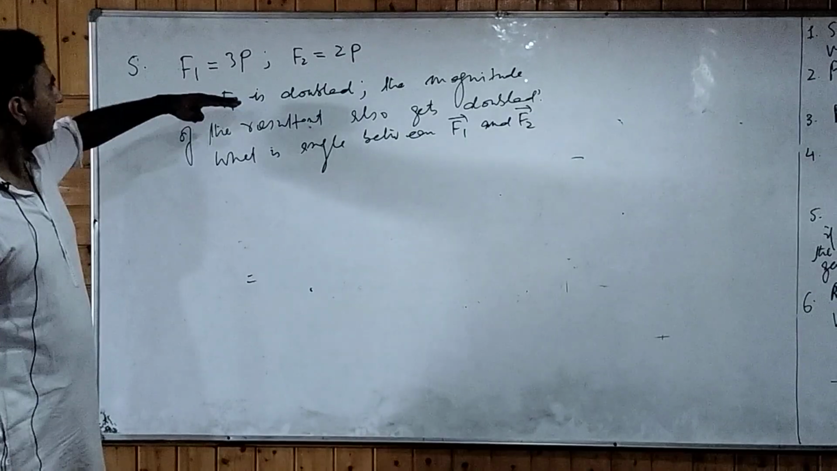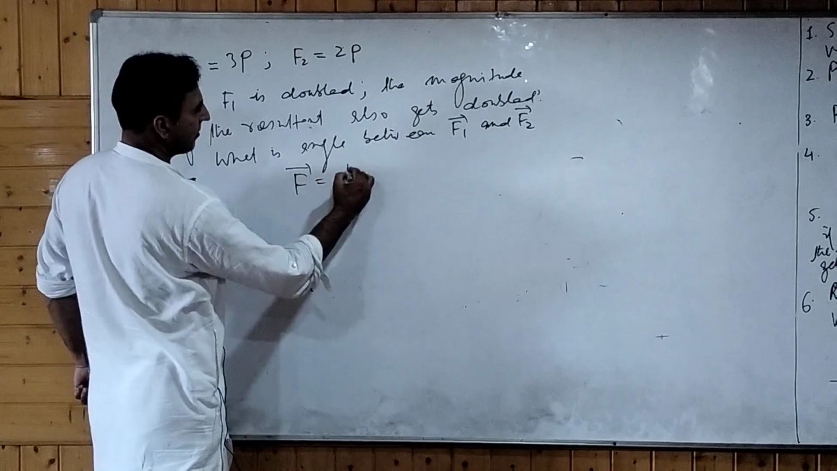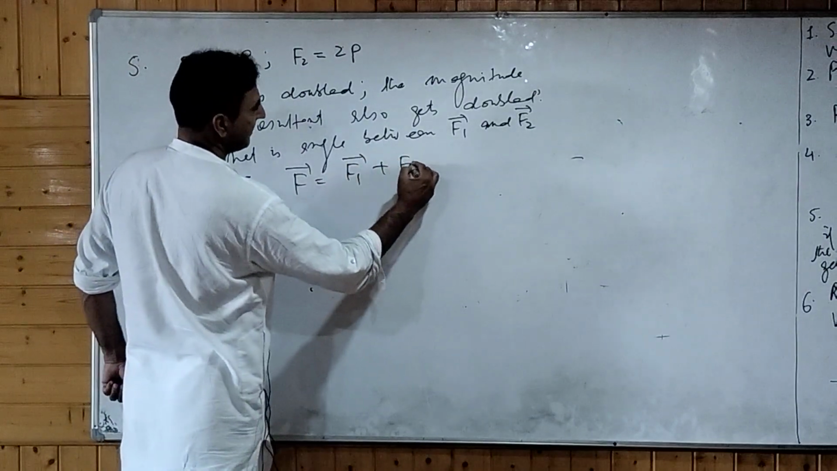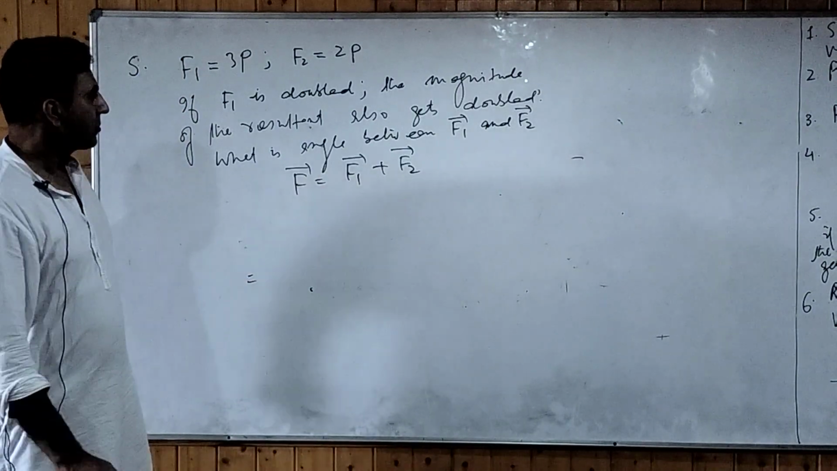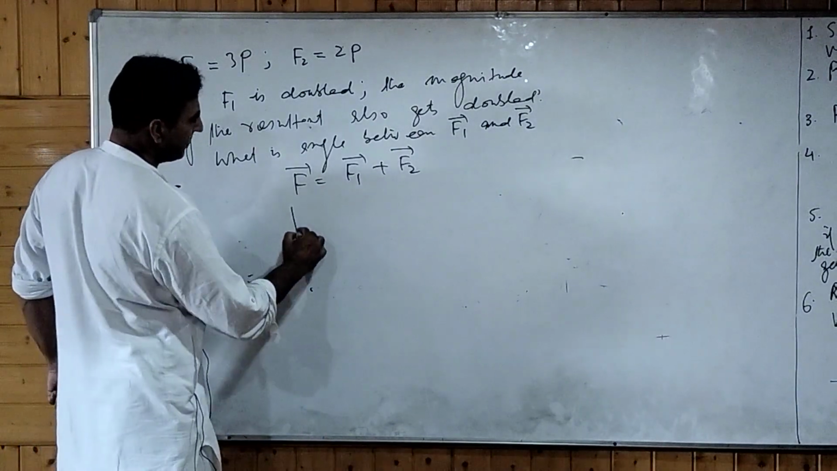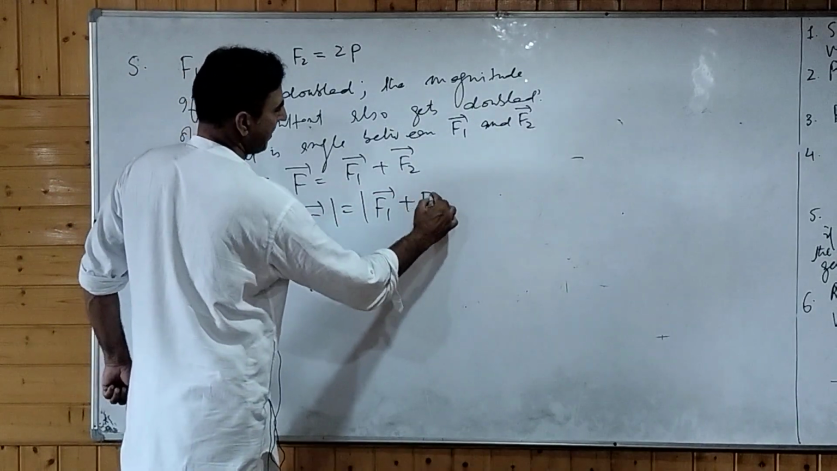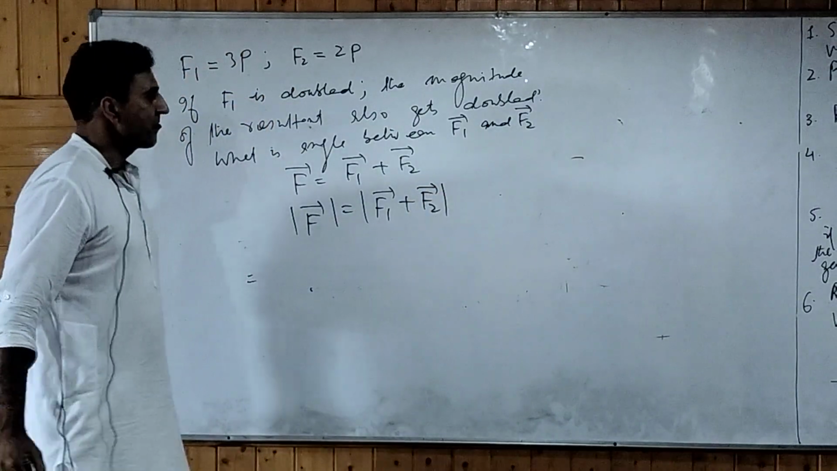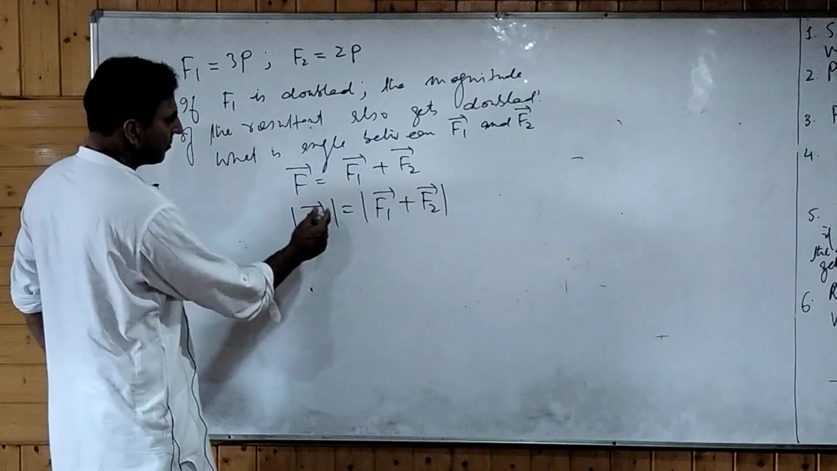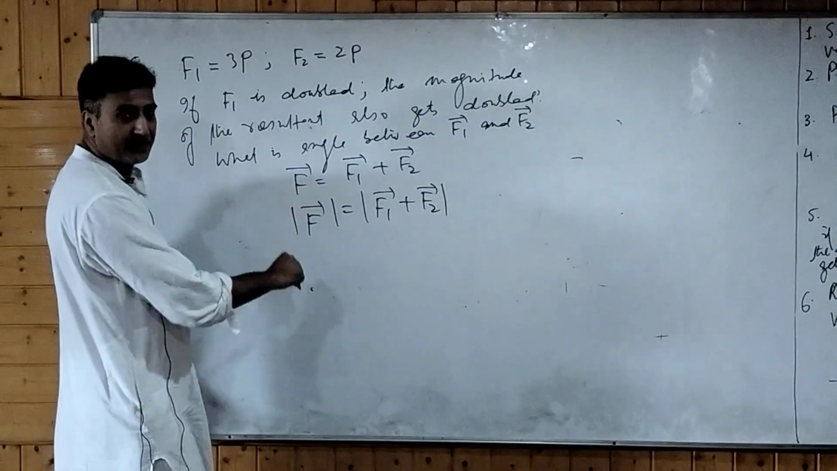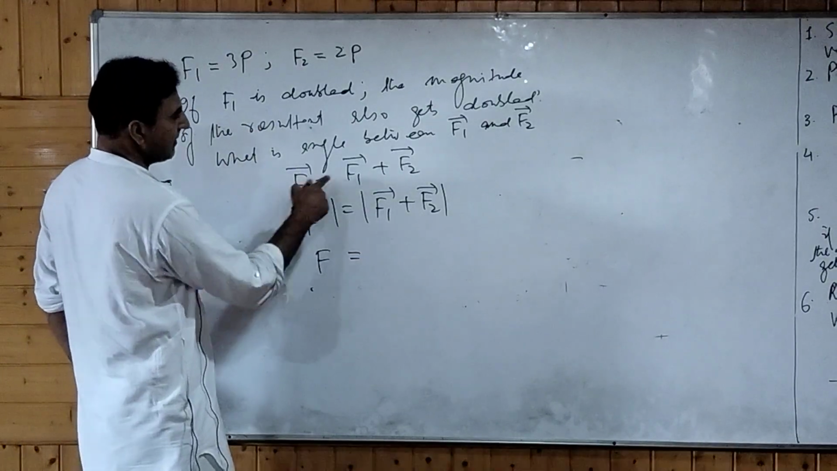So what should we do? Okay, resultant F is equal to F1 plus F2. That is the first equation that I can write, the correct way of writing the vector equation. So the next part is magnitude of F is equal to magnitude of F1 plus F2. The third equation that I can write: if I don't write these two lines in vector notation, I can just write F is equal to the resultant of these two.